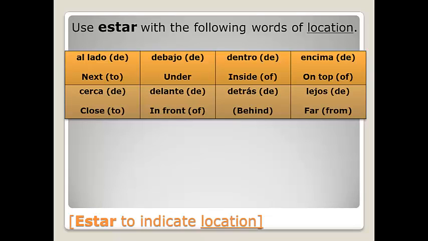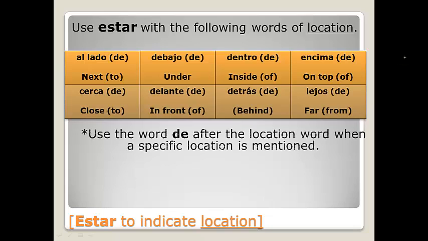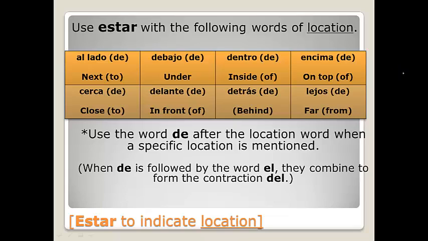Make sure that you do have these written down on your note sheet. If you need to pause this video at any time, remember that you can do that. Now, notice how that we do have the word de in parentheses following these words. The word de after a location word is used when a specific location is mentioned.